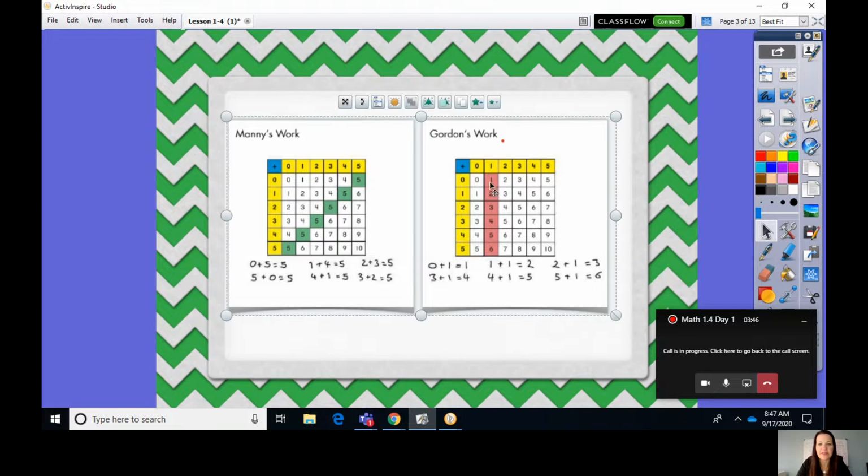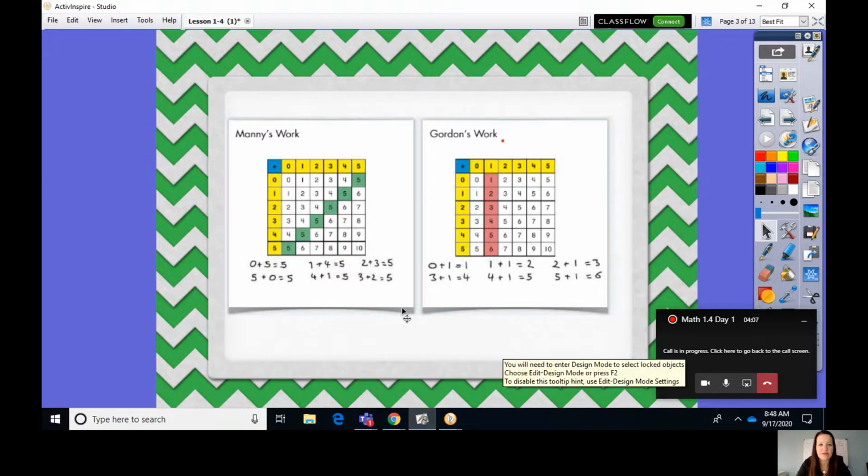So he did a little different way. So his sums are different. So he looked at 0 plus 1 equals 1. 1 plus 1 equals 2. 2 plus 1 equals 3. 3 plus 1 equals 4. 4 plus 1 equals 5. 5 plus 1 equals 6. What do you notice about the patterns in both of these problems, friends? What do you notice? We are going to watch our video to get a little more information.